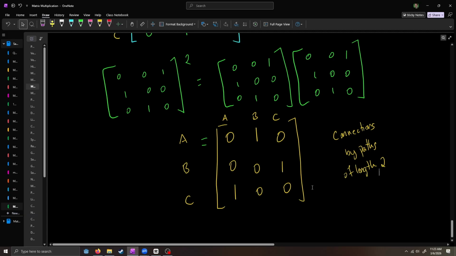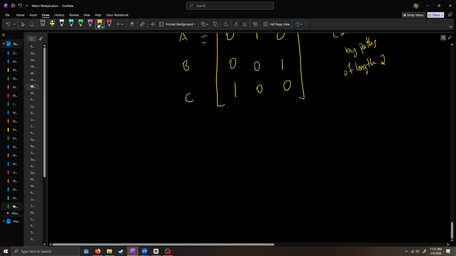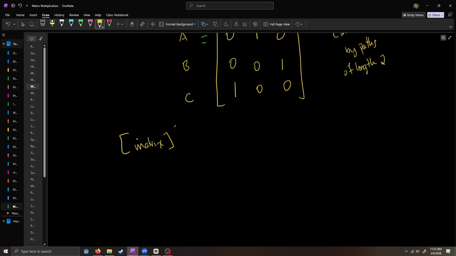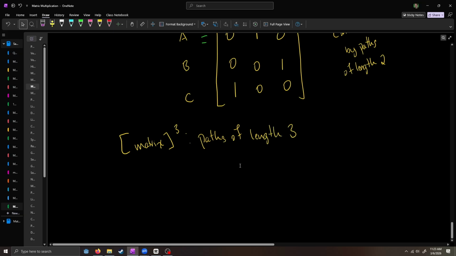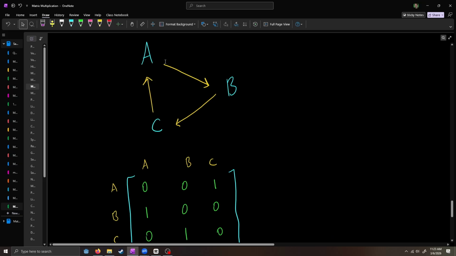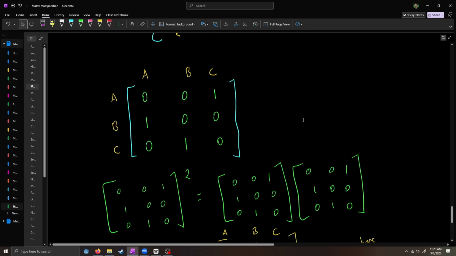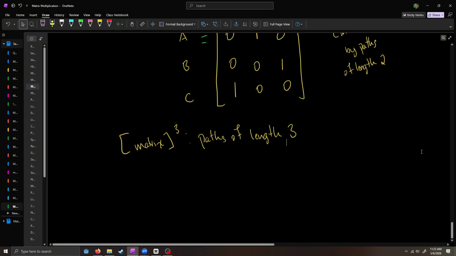And if you want to detect paths of a larger length, you can do that by raising your connectivity matrix to different powers. For example, if you take your connectivity matrix to the power 3, that's paths of length 3, and that would allow you to detect, for example, that if you started at A and you wanted to go back to A, there's a path of length 3 that would allow you to do that, A to B to C, and then back to A. So matrix multiplication can be used with connectivity matrices to detect longer paths.